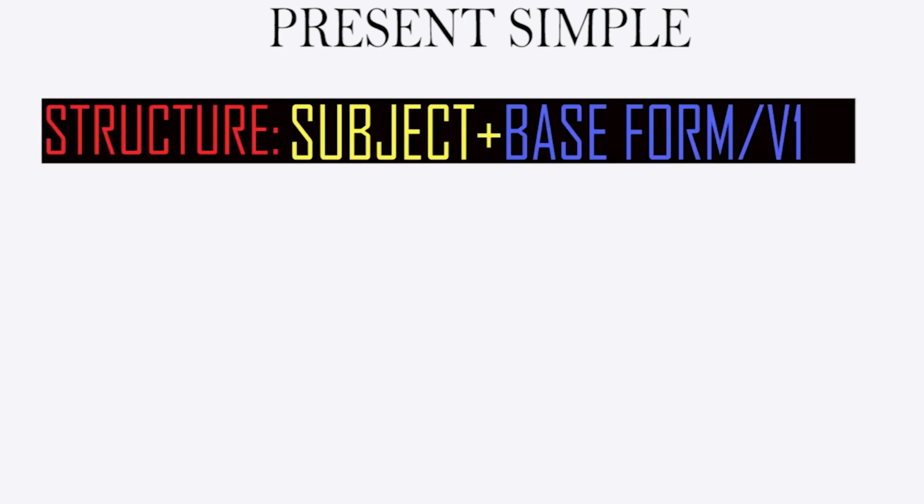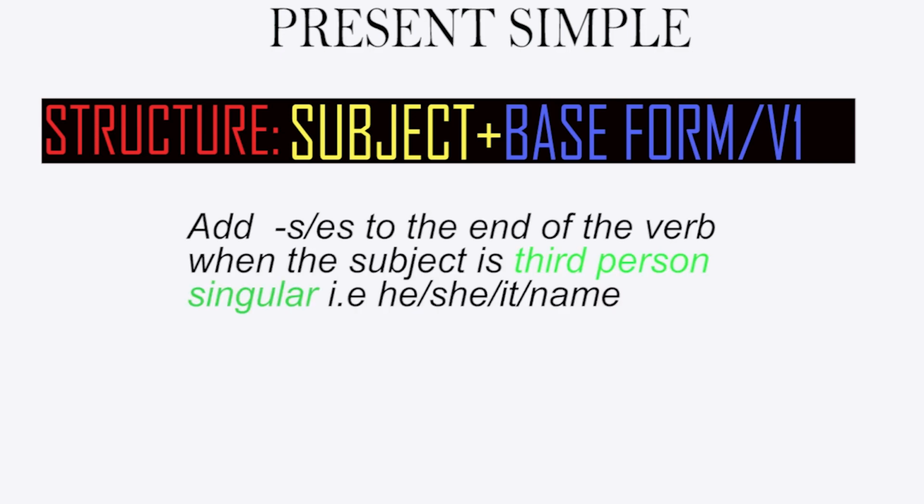Now let's discuss the structure of the present simple. Like its name, it is fairly simple. Subject plus base form of the verb, or V1. But there is one exception. When the subject is third person singular, we add s to the end of the verb. This always makes so many learners confused when they are relatively new to learning English. Let's understand through this table.